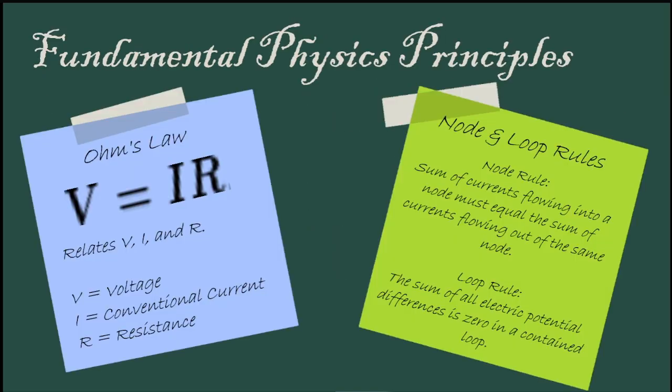Fundamental physics principles for this lab are Ohm's law, which states voltage is equal to current times resistance, and the node and loop rules. The node rule states the sum of currents flowing into a node must equal the sum of currents flowing out of the same node. And the loop rule states that the sum of all electric potential differences is zero in a closed loop.